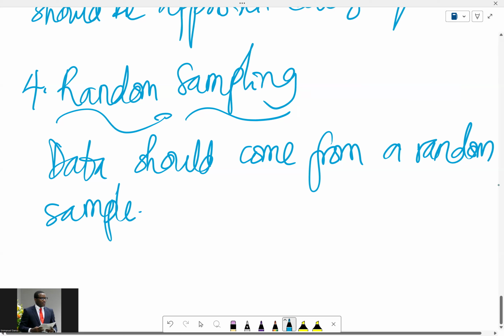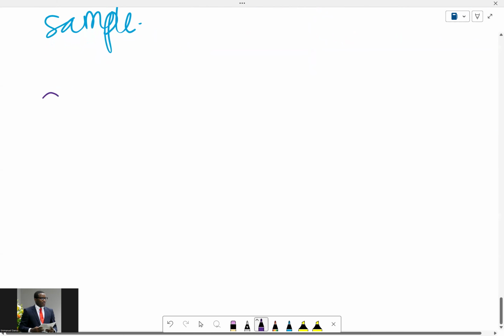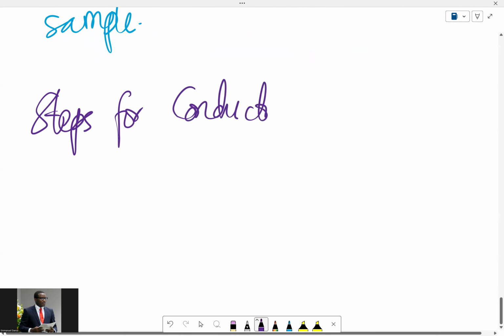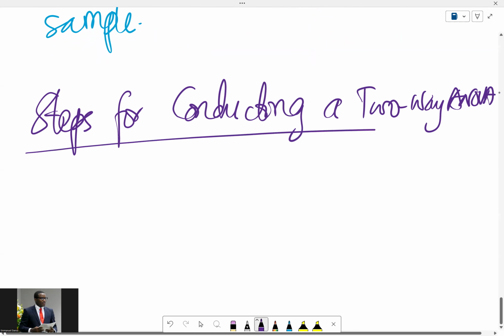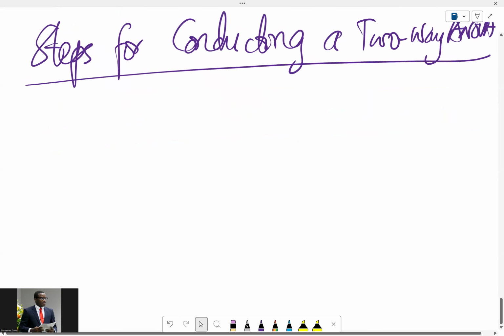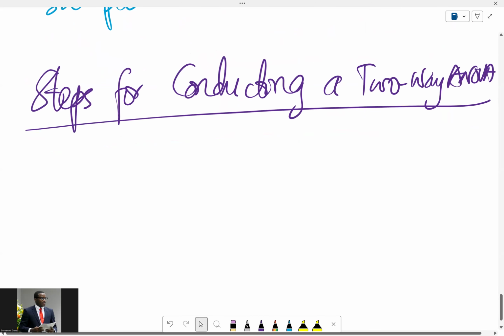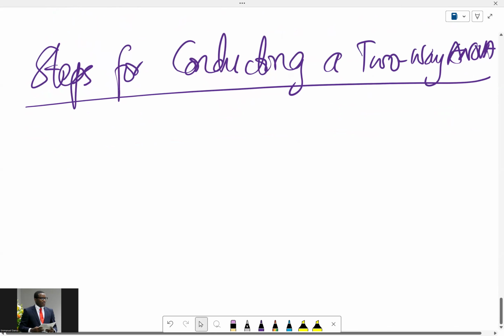Okay. Now that all of that is done, let's look at the steps. What are the steps for conducting a two-way ANOVA? I'm going to do this with an example, because I know this can be pretty long if I'm not careful. So let's walk through a detailed example to illustrate the steps in conducting a two-way ANOVA.